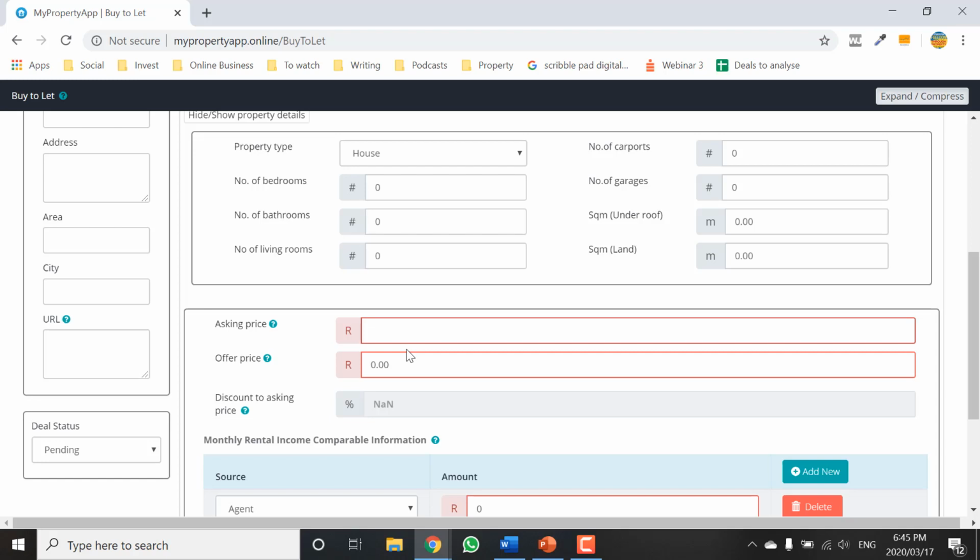I'm not 100% sure about the student accommodation area. Is that the one you're talking about? Okay, so let's just run through the numbers. What's the asking price for this one? It's 2.1 million.